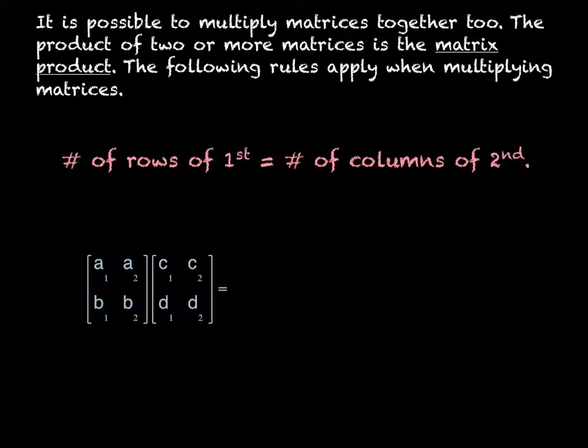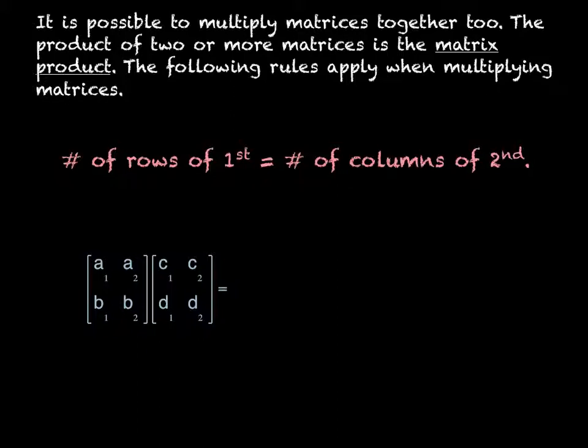Multiplying matrices is a little bit different and a little bit more tricky. There's more steps to it. But it is possible to multiply two matrices together. The product of two or more matrices is called the matrix product. Don't get that confused with the scalar product. Scalar product is multiplying by a constant. Matrix product is multiplying a matrix by a matrix.